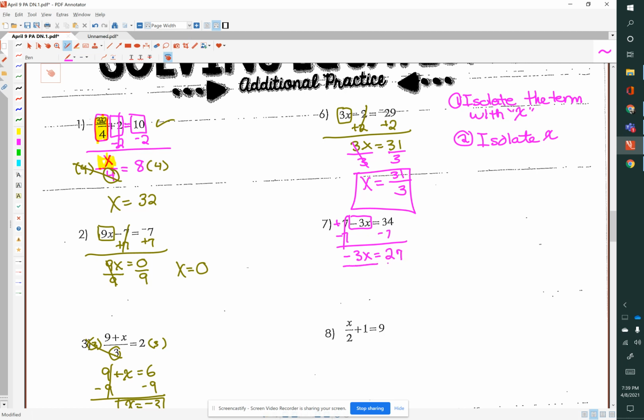And now I'll divide both sides by negative 3 so that I can isolate that x, and x equals... lost my color for some reason. There we go. X equals negative 9.